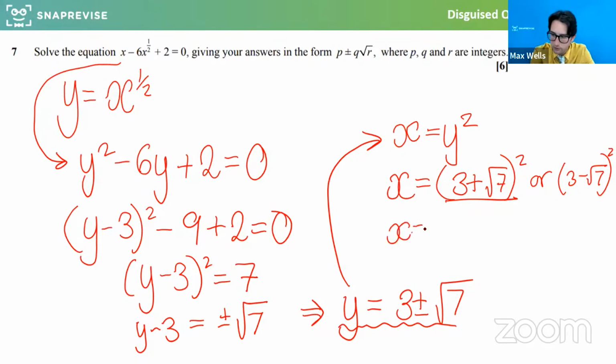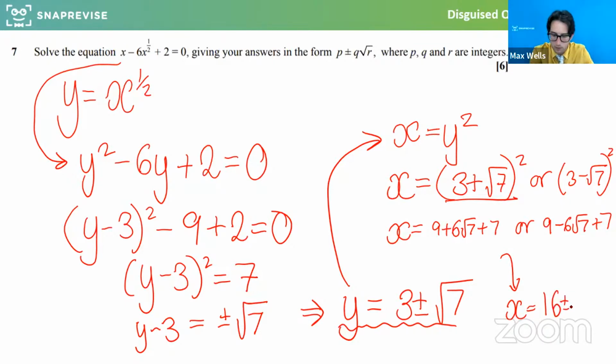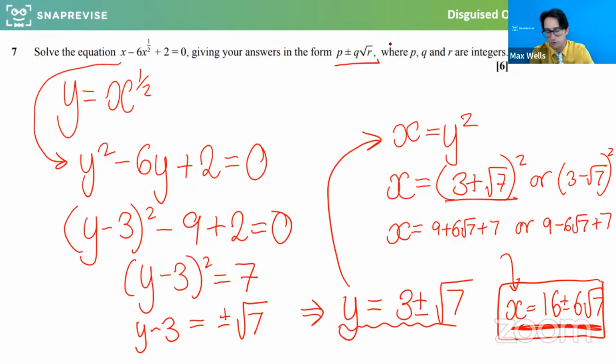And I believe that if we do that, we get 9 plus 6 root 7 plus 7, not 49, root 49, or 9 minus 6 root 7 plus 7. So that means that the answers for x is equal to 16 plus or minus 6 root 7, which of course is in that form we wanted. P is 16, Q is 6, and R is 7.